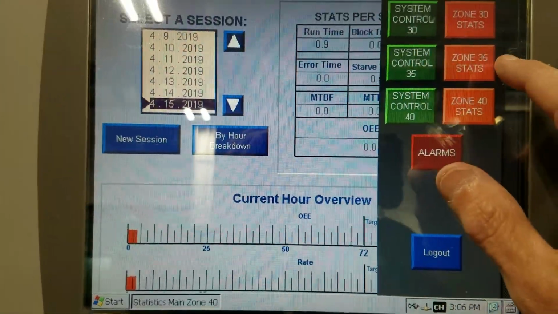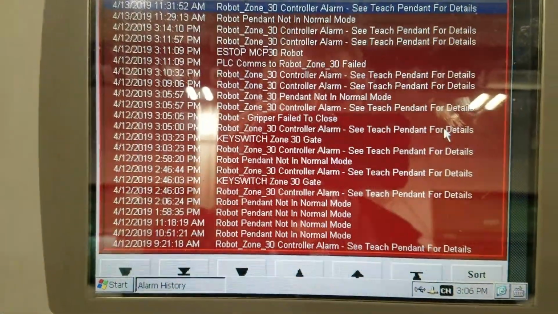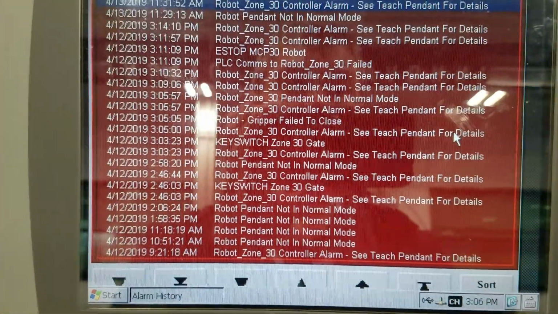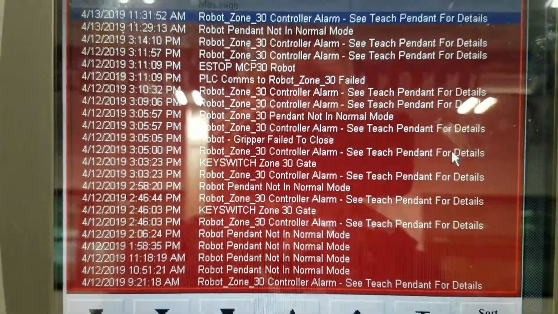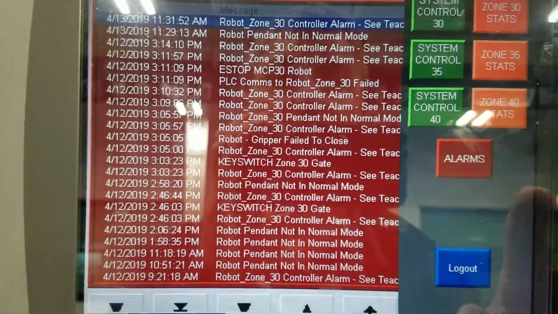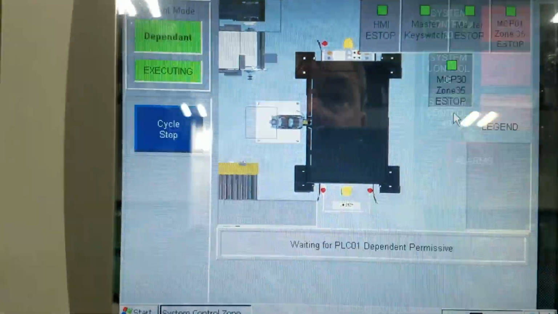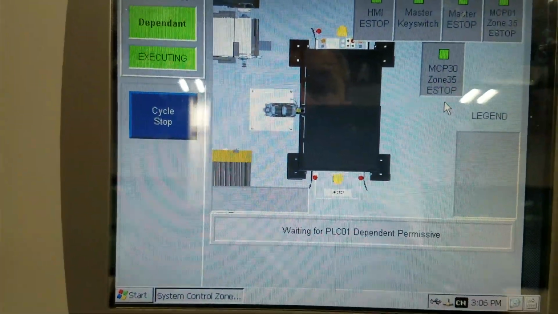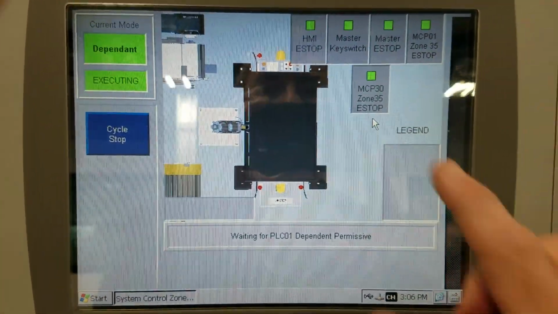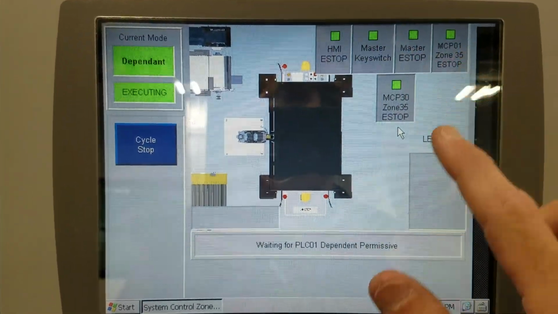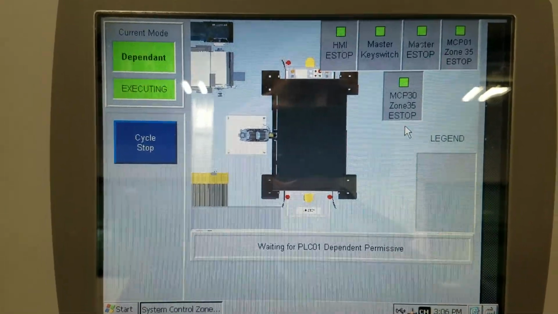You can go and look at your alarms. So here's all my alarms of when it wasn't running. You could look at the timestamp and figure out what was going on, so that's great for troubleshooting purposes. Once again, the main thing here is to take a look at what is going on and keep track of the process. You know, see what's green, see if there's any faults or anything like that.